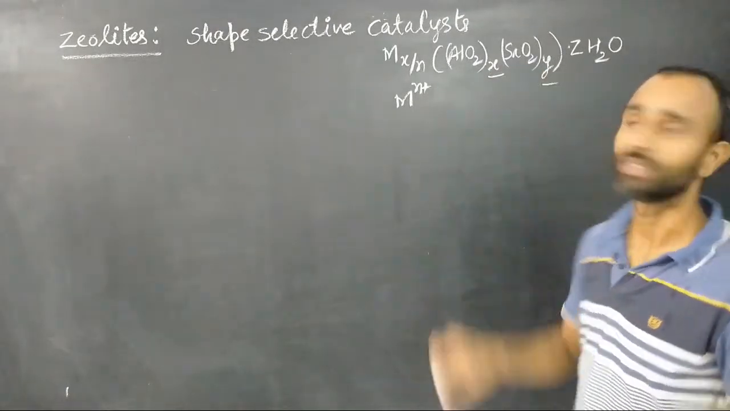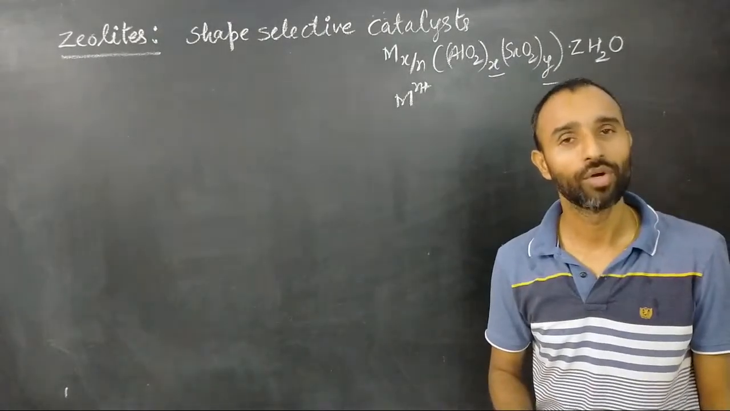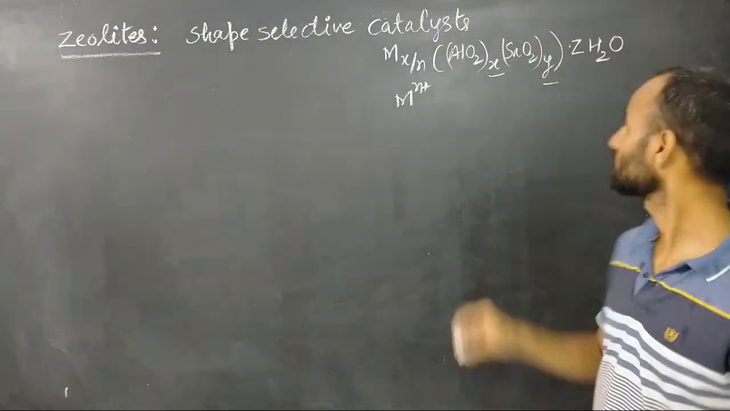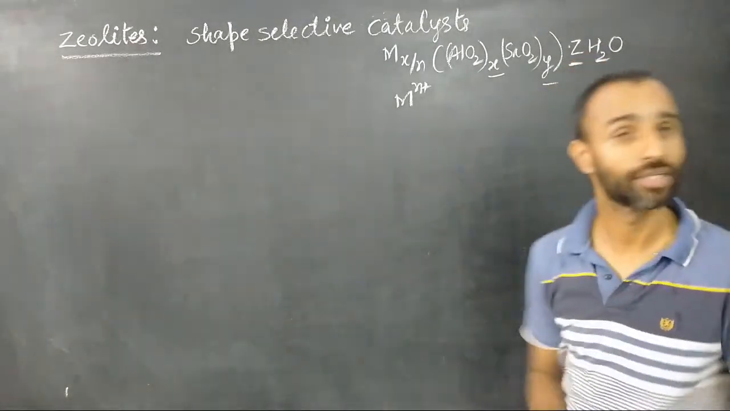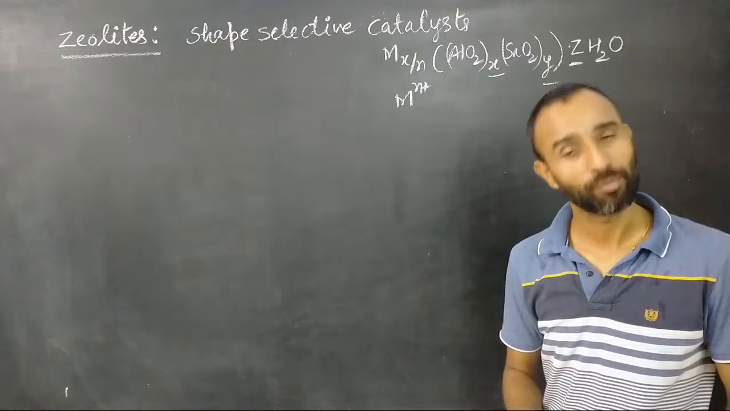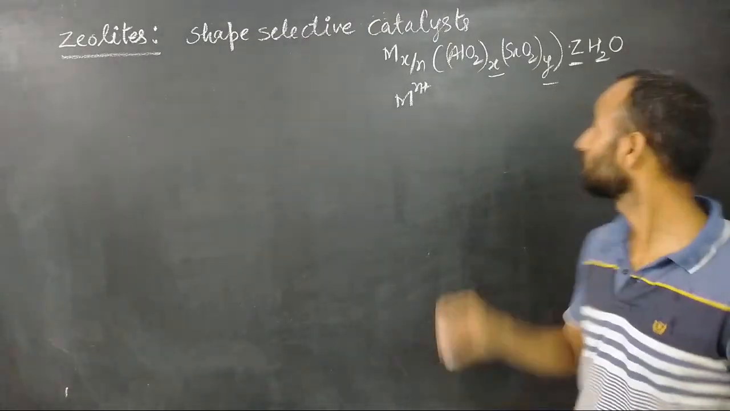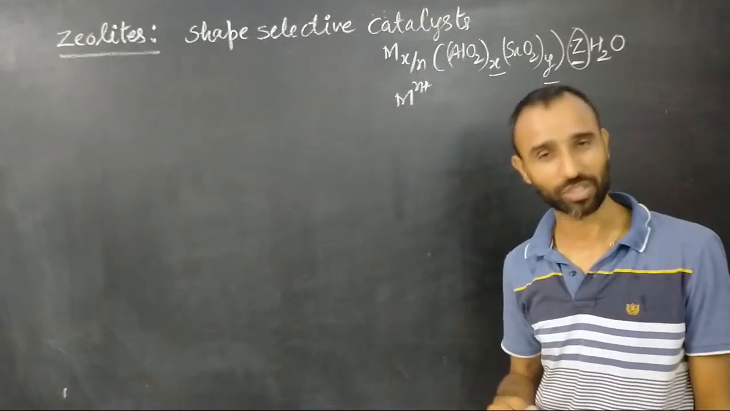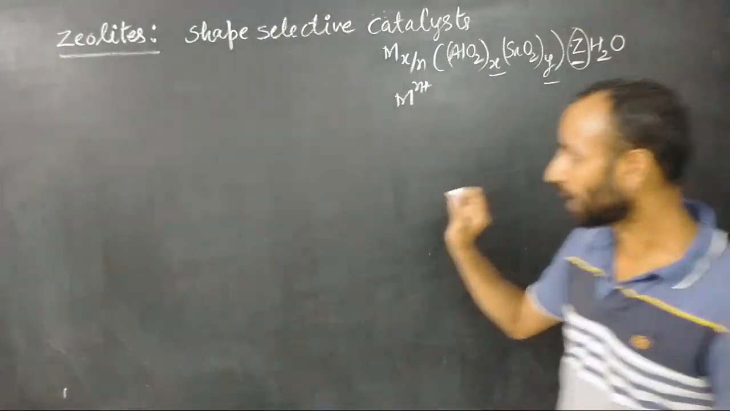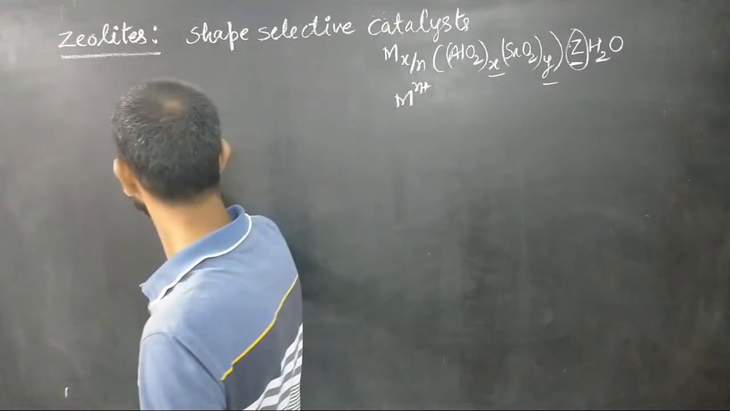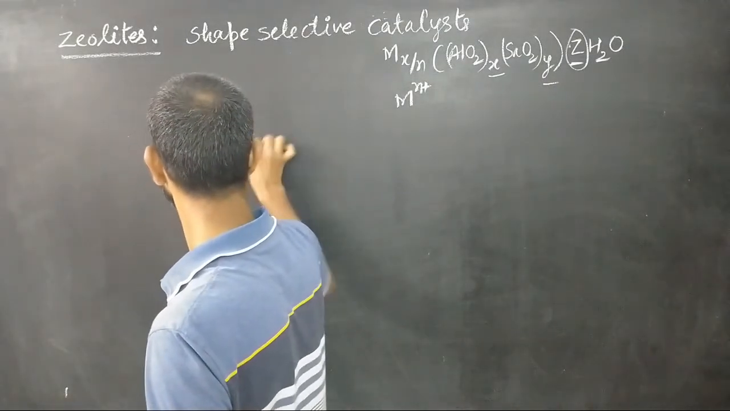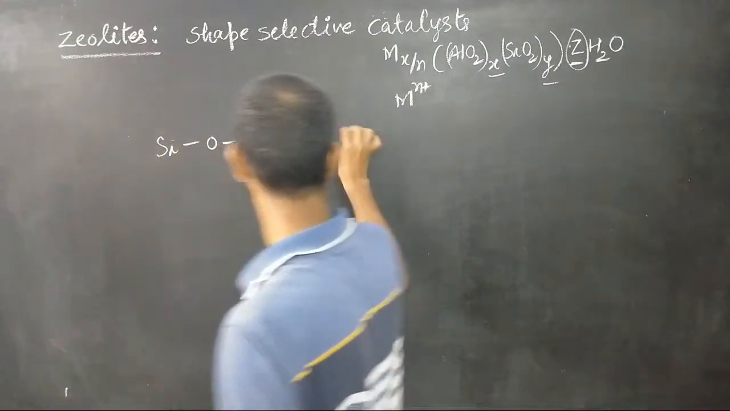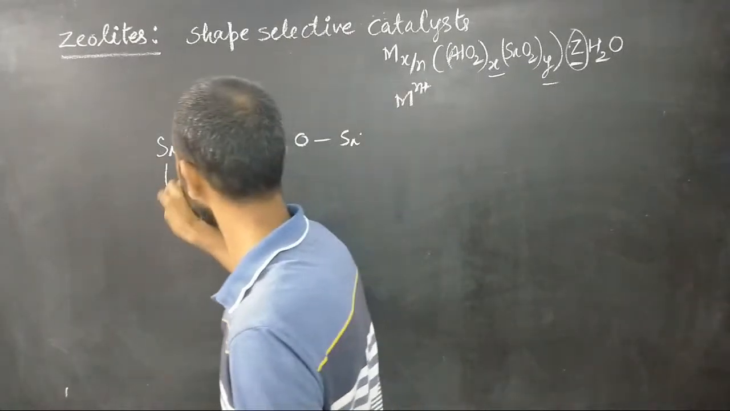X and Y are the number of aluminates and number of silicates, SiO2, and Z is the number of water of hydration, and they are variable. Okay, depending on temperature, pressure, all that. Okay, so actually zeolite is obtained from SiO2. See, this is SiO2.